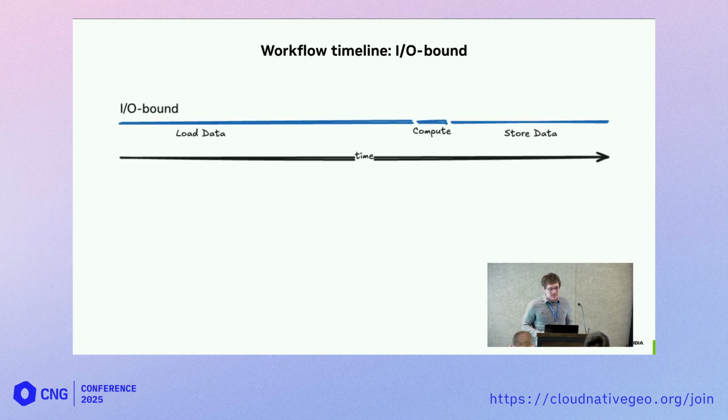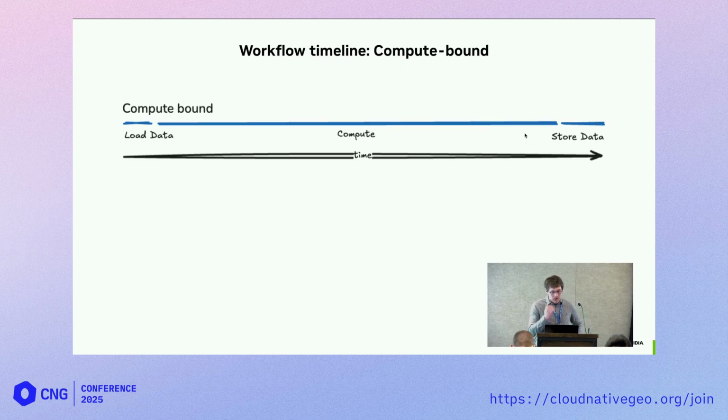If we turn that on the sideline and look at it as a function of time, you can see a few different profiles, types of workloads. So in this case, we have an I/O bound workload where we're spending a lot of time waiting around, loading data, and a little bit of time doing our computation, but it's not too expensive. Store the data. Again, we're waiting around for the network mostly. And then we can compare that with a compute-bound workload where we load the data relatively quickly, doing your computation takes most of the time, and then you store the data.